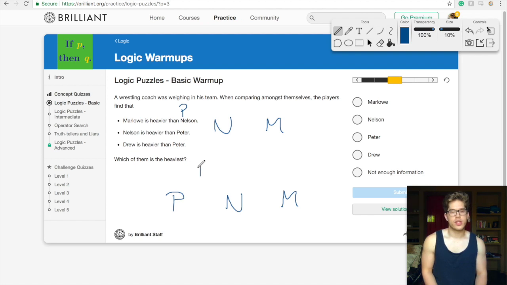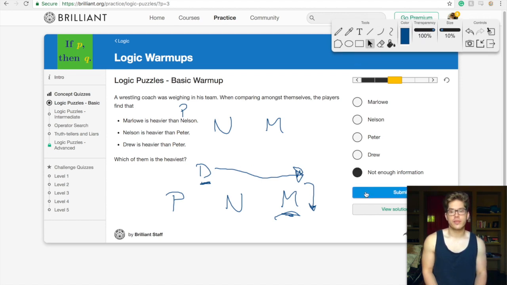So Drew is anywhere over here. Which of them is heaviest? Well, because we don't know exactly where Drew is, we don't really know. Our answer is either going to be Marlowe or Drew. But Drew could be the heaviest spot, or Marlowe could be. We're not really given enough information. So I'm going to go with not enough information.